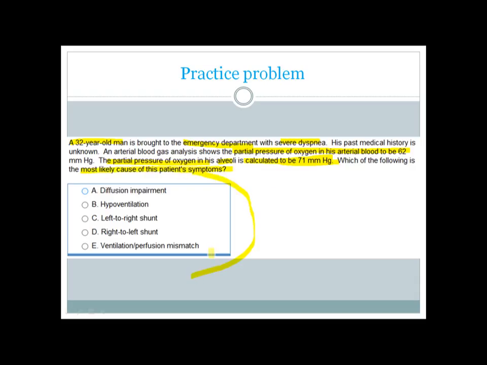You can pause for a moment and you can check the answer for yourself. I am solving the case.